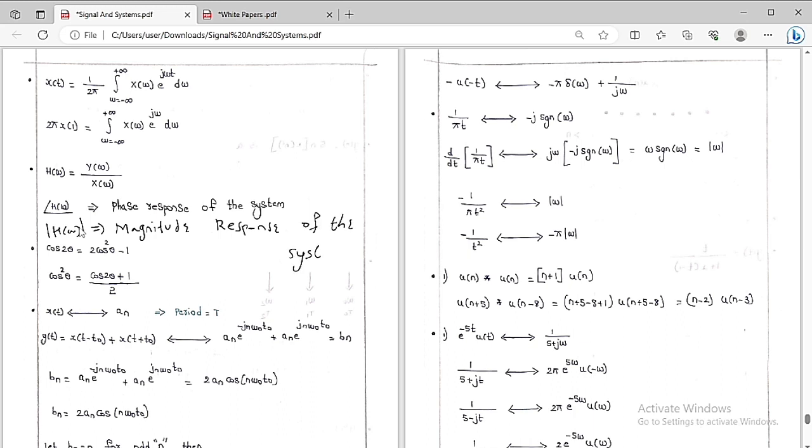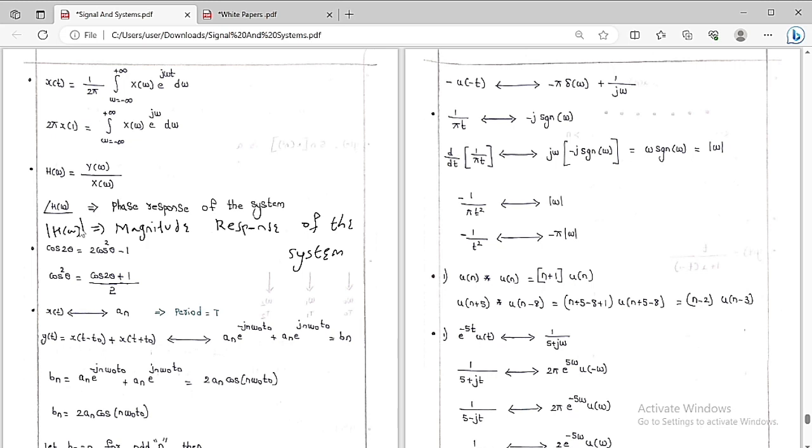So these things we always have to keep in mind. We can say that h of omega is equal to y of omega by x of omega, so the phase angle of h of omega is called the phase response of the system, and the magnitude of h of omega is called the magnitude response of the system. These two points you always have to keep in mind. I have told you this so many times.